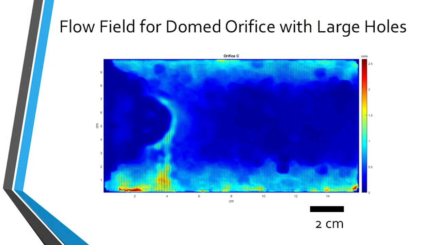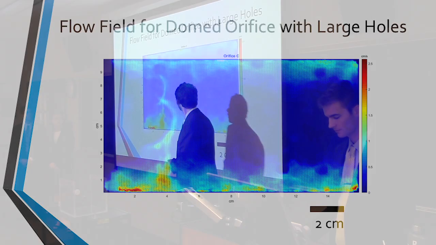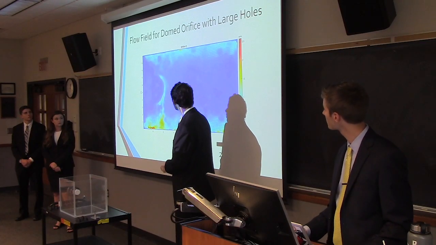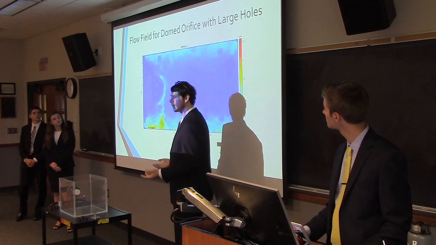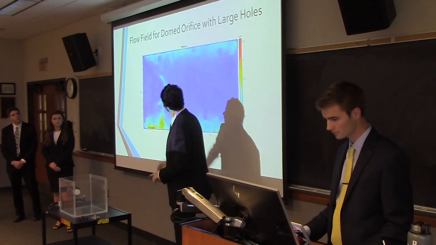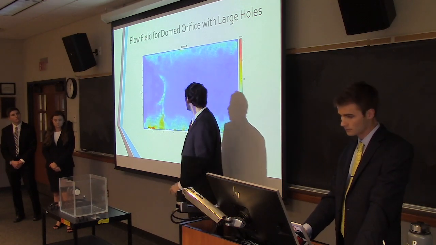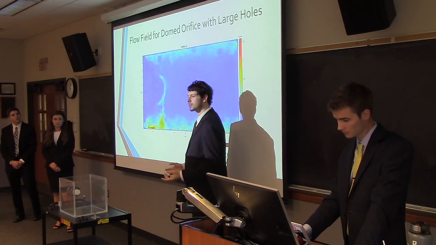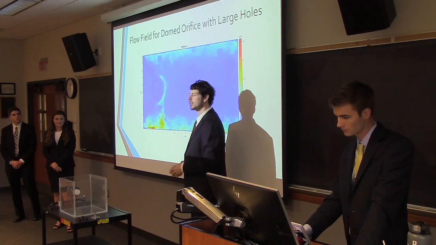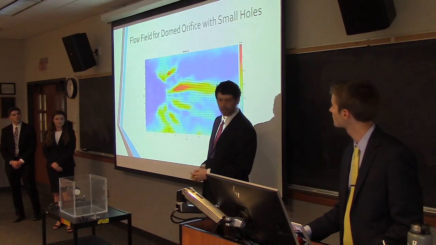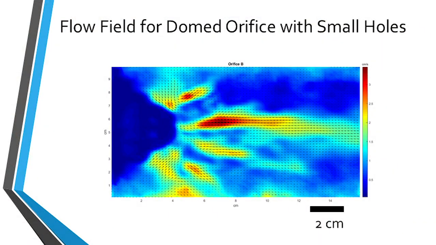And here we see orifice 3. This was our first attempt to fix it. Unfortunately, the holes were too big on the nozzle that we did. You can see the nozzle has a dome shape right here. And we didn't get enough fluid force because the holes were too big. There wasn't enough pressure.